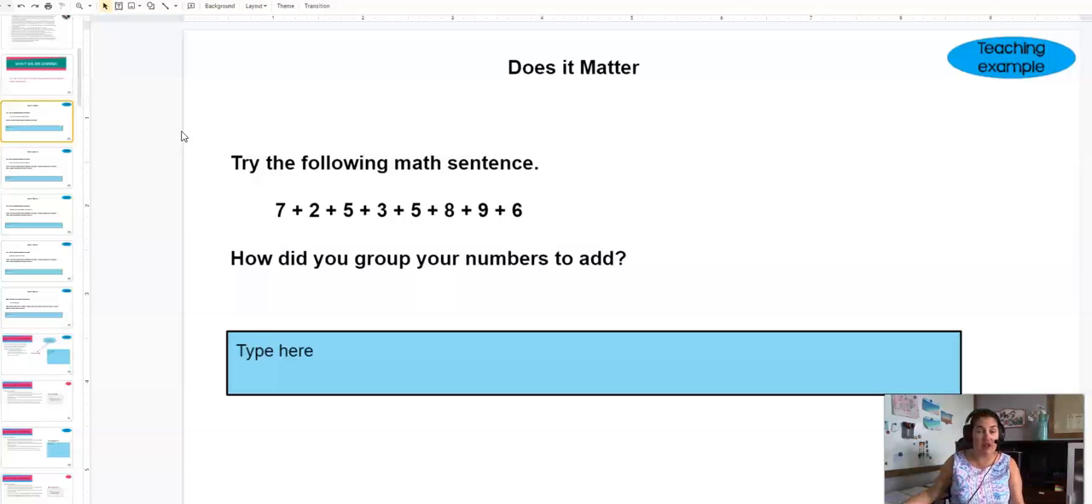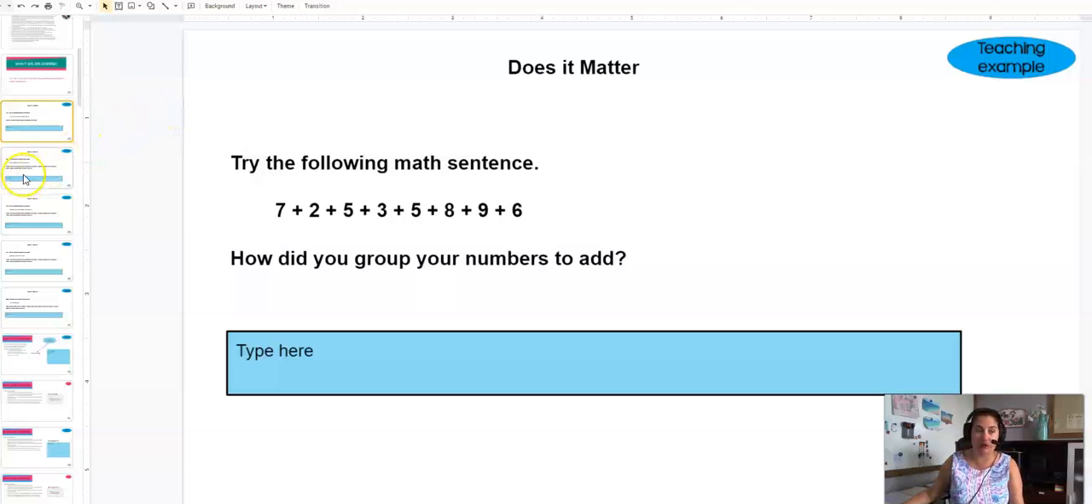Well, if you're like me, you might have grouped them by tens. So I added the 7 and the 3, the 5 and the 5, the 8 and the 2, and that's how I got to 45. You might have grouped them differently, and that's great. Did it matter how you grouped them? No, because no matter how you group them, you should have got to the answer 45.